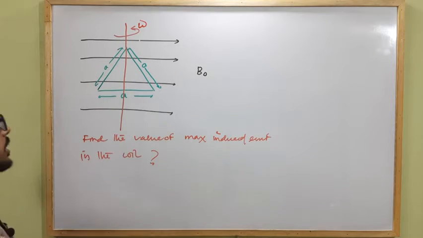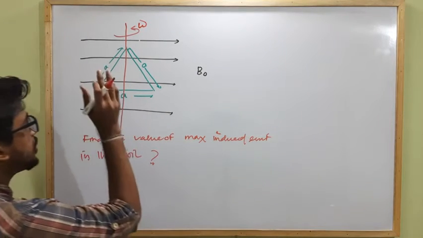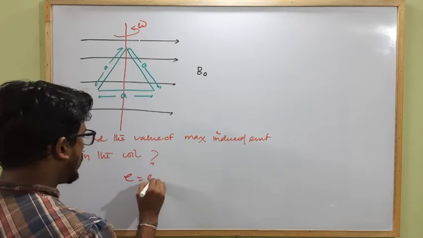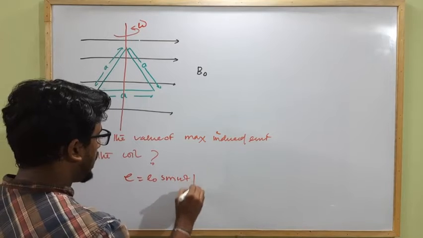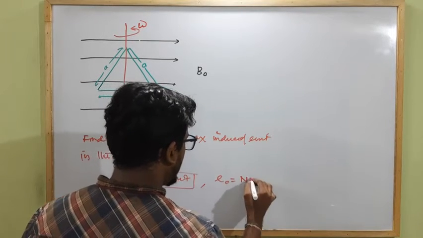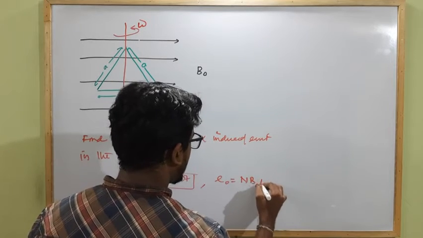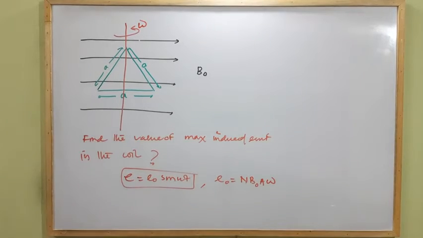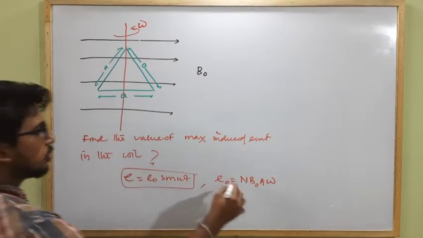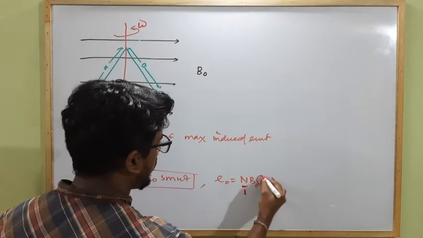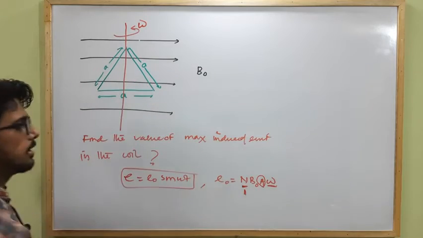So as we already know, the expression for the induced EMF in a rotating coil in an external magnetic field is E equal to E naught sin omega t, where E naught equals total number of turns into external magnetic field strength, area of the coil, into omega, the angular velocity. Here as there is only one turn, so N will be how much? 1. B naught is given as B naught, and area we can calculate, and omega is also given.